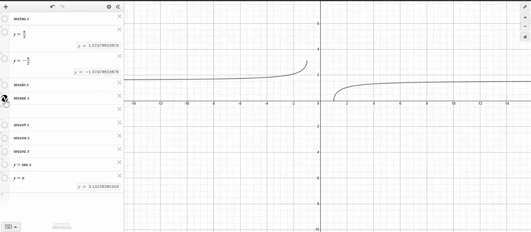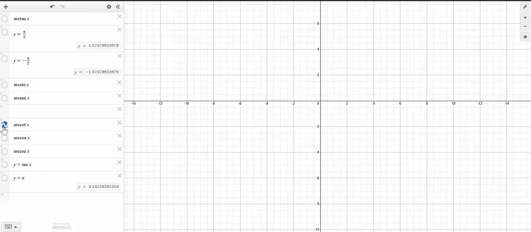Now let's look at the cofunctions. Let's look at cotangent. This is the arc cotangent. And you can see it's always decreasing. Moving from left to right, we're always decreasing. Let's look at arc cosine. Once again, always decreasing, from left to right, always. And finally, let's look at arc cosecant. And it too is always decreasing.